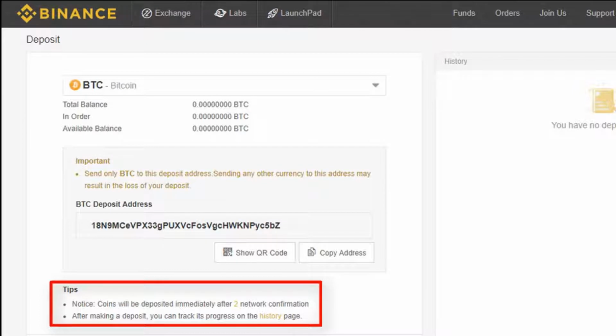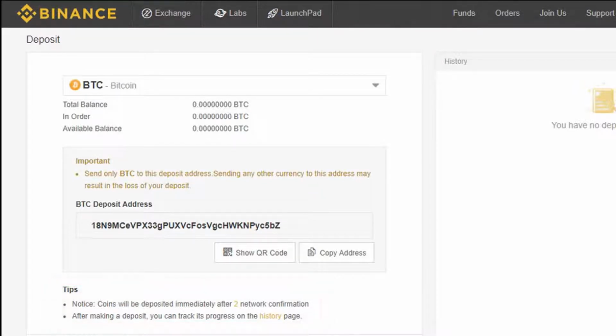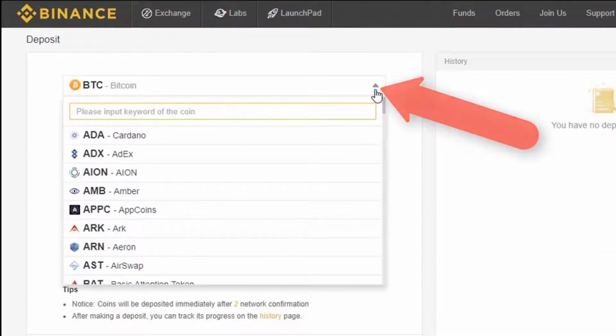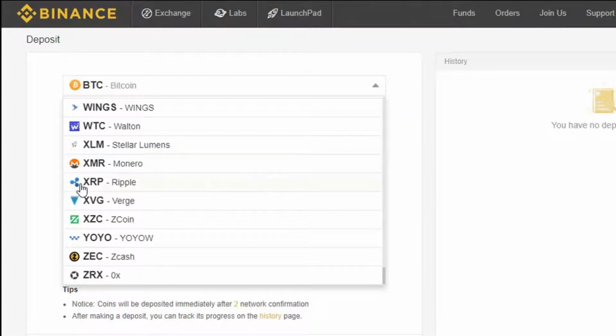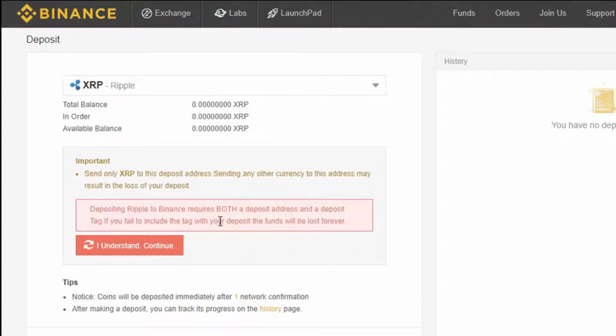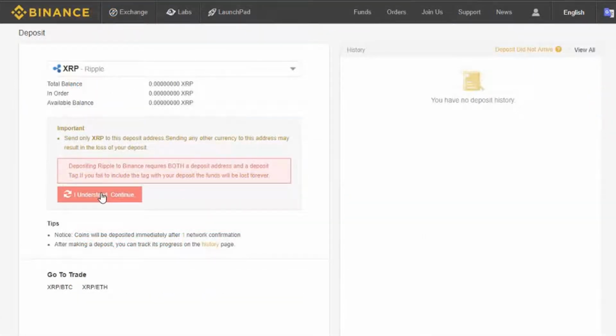But before I do that, let me show you another type of coin you can deposit. Again, I click the down arrow, and scroll down near the bottom for XRP, or Ripple. Notice the warning they give you immediately. Binance alerts you to the fact that Ripple requires both a deposit address and a deposit tag. Once you acknowledge that, click the I understand to continue button.